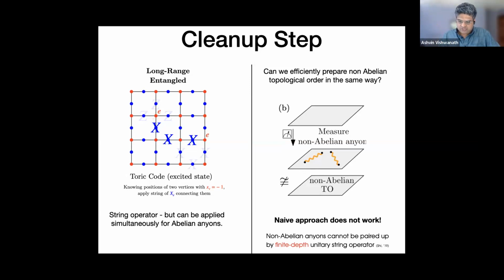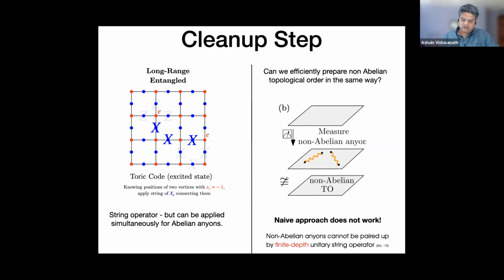Okay, so in a way, you've returned to the starting point. At least from the point of view of this linear depth preparation, you may as well have started using the unitary preparation, which has a similar scaling with system size. So this naive approach fails because the string operators that create or annihilate pairs of non-Abelians are complex.